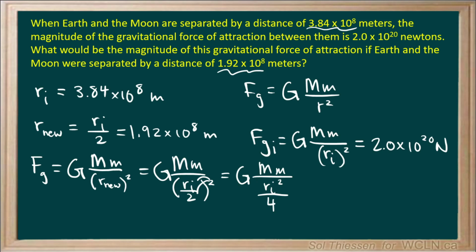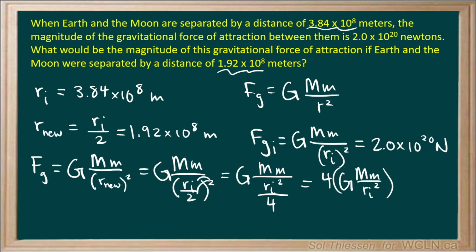Since we're dividing by a fraction here, we can multiply by the reciprocal of the fraction instead, which will result in this 4 being brought into the numerator. Then we can pull it out and we'll have 4 times G M M over r sub I squared.